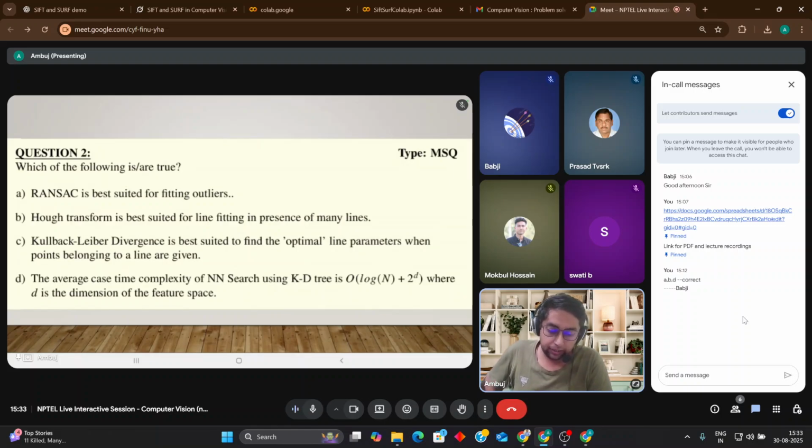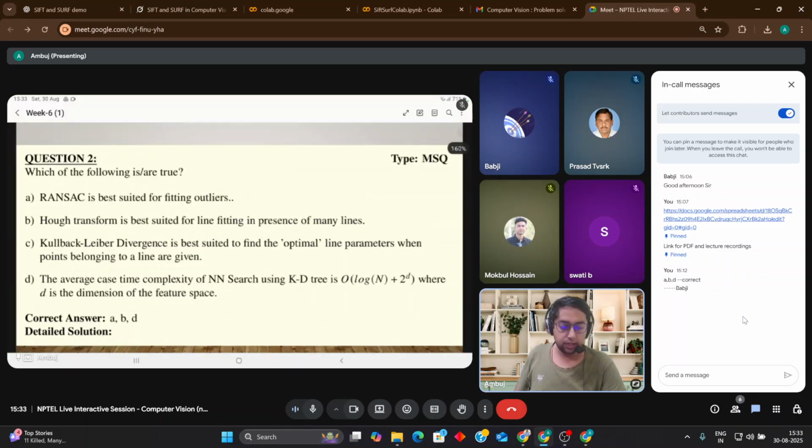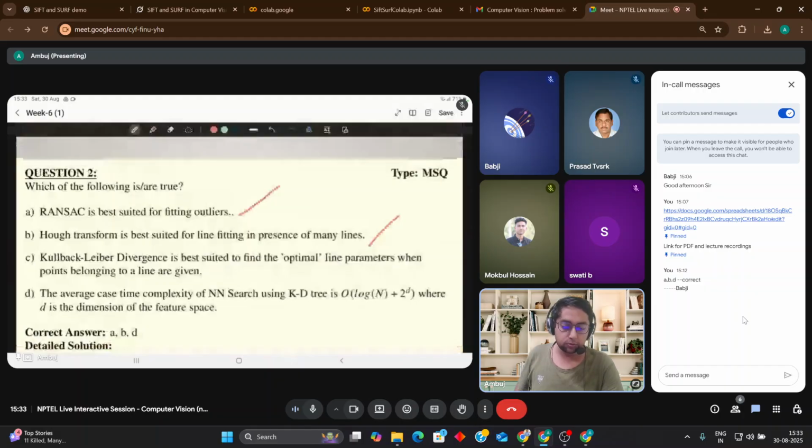Yes, indeed, the correct solution would be A, B, and D. For this particular question also, the correct options are the same as compared to question number one. It is A, B, and D, and this particular option is not correct.